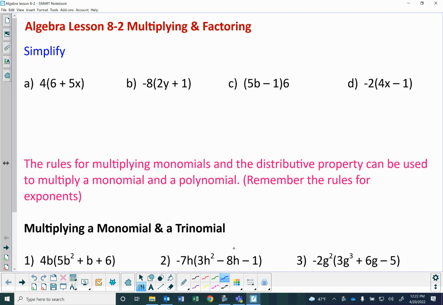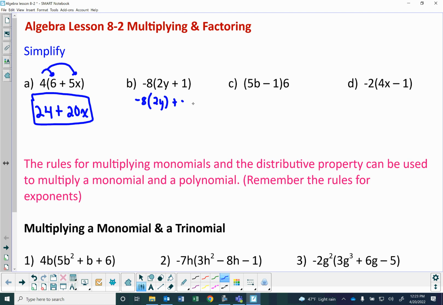If I distribute the 4 into the 6 plus 5x, making sure I distribute it to all the terms, 6 times 4 is 24, plus 4 times 5x is 20x. Letter B here, we have to distribute a negative 8. Make sure you distribute the negative, and you can rewrite it as negative 8 times 2y plus negative 8 times 1, if that helps you. So 8 times 2 is 16, so this would be negative 16y minus 8.